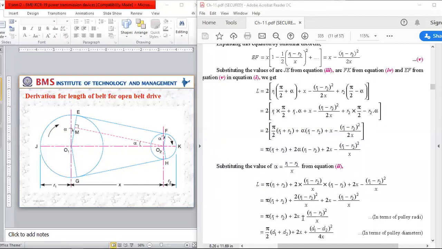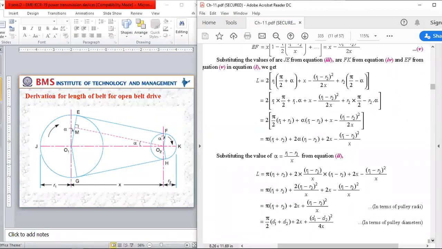So π(R1 + R2), and 2x is taken this side. This is two times (R1 − R2)²/x, and this is one time (R1 − R2)²/x. So this minus this will give one time (R1 − R2)²/x. If you subtract these two terms, I'll get (R1 − R2)²/x. So π(R1 + R2) + 2x + (R1 − R2)²/x. So this is the equation of the length of the belt.